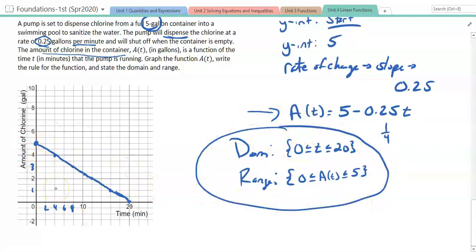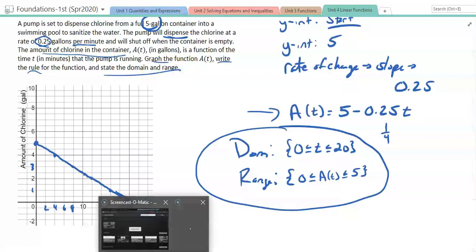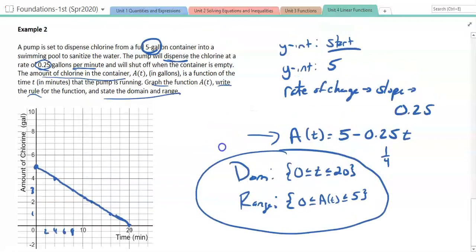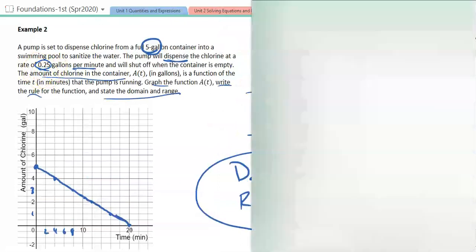So I've answered all the pieces, right? It said graph the function, write the rule, and state the domain and range. So I've checked all those boxes. So that's what this lesson is. Again, it's not difficult if you read through the problems correctly. Think about your slope, think about your y-intercept. That's the key to using slope-intercept form, and that's the key to reading through these word problems to pull that information out. Again, think about that y-intercept as where you start, and the rate that you're given as your rate of change, your slope, and understand if it's increasing or decreasing.